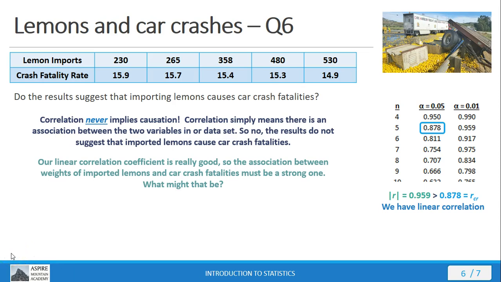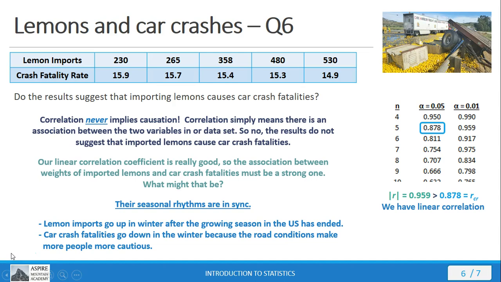Well, if you think about this, you should be able to see that the answer is the seasonal rhythms, and they're in sync. So when would lemon imports actually go up? They'd go up in the winter, because that's when the growing season for lemons in this country is substantially reduced or eliminated. So we're not going to be growing as many lemons in this country during the winter because it gets too cold, and therefore we're going to import them from countries that are in much warmer climates, like Mexico, for example.